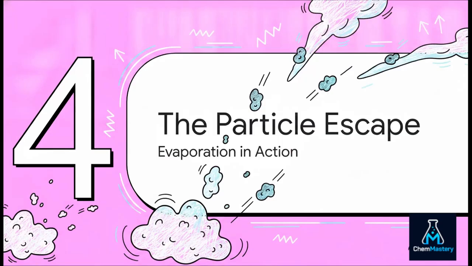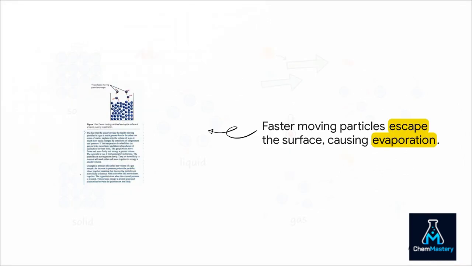Section 4. The Great Particle Escape. So what happens when we introduce a little conflict and change to these distinct states? Adding energy completely shakes things up. When you do that, the faster-moving particles can physically break free from the surface of a liquid and escape. That right there is evaporation in action. Kinetic energy is literally launching particles out of one state and directly into another.